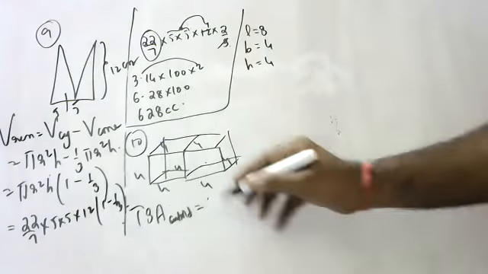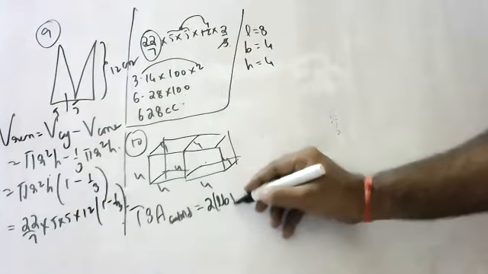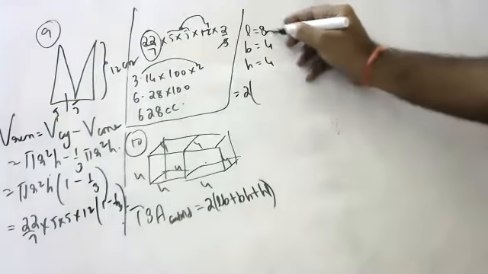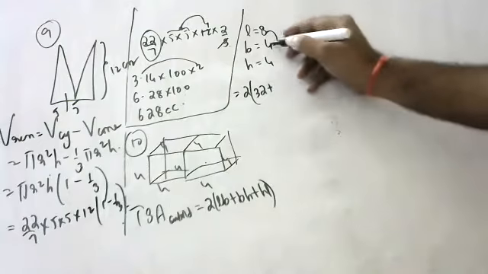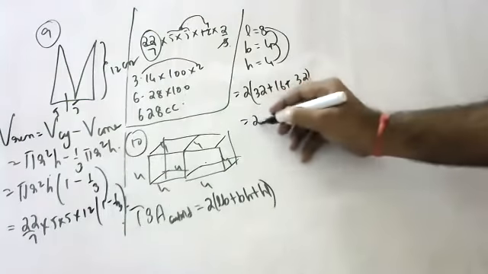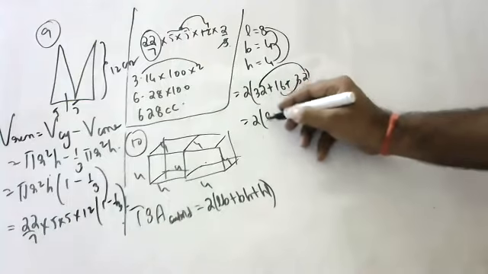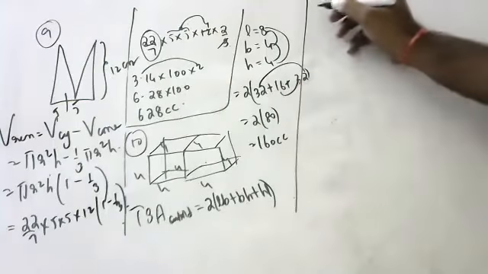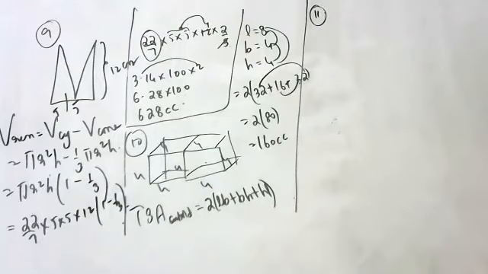When 2 cubes are kept side by side, what happens to the length? Length is 8, breadth 4, height 4. When placed side by side only the length will change. Now, what is the TSA of a cuboid formula? 2 into LB plus BH plus HL. 2 into 8 fours are 32 plus 16 plus 32. That is 160.